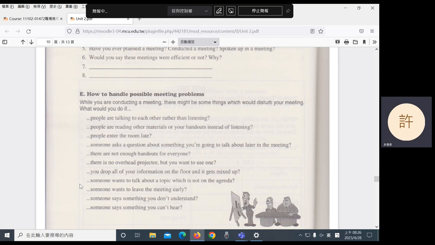Someone wants to talk about a topic which is not on the agenda. Someone wants to leave the meeting early. Someone says something you don't understand. Someone says something you can't hear. So if you're running a meeting and you run into these problems, what would you do? That's something for you to think about.